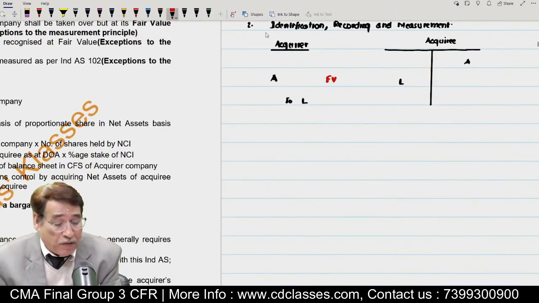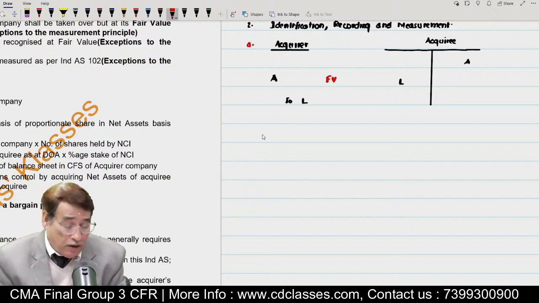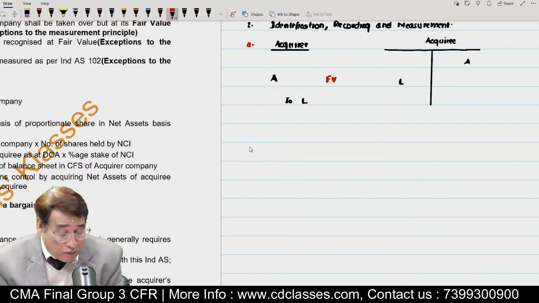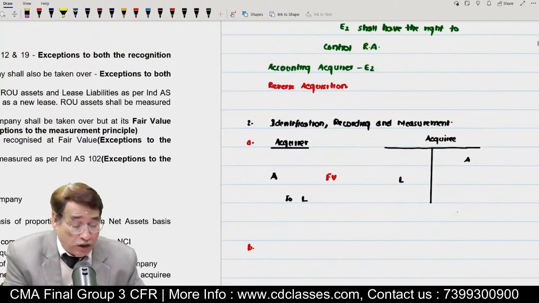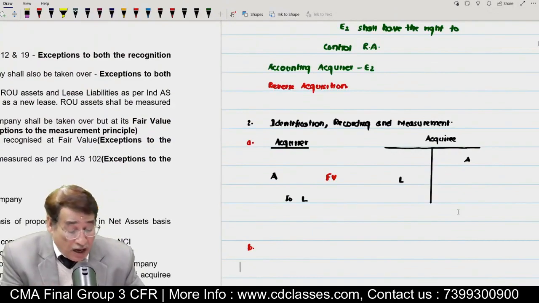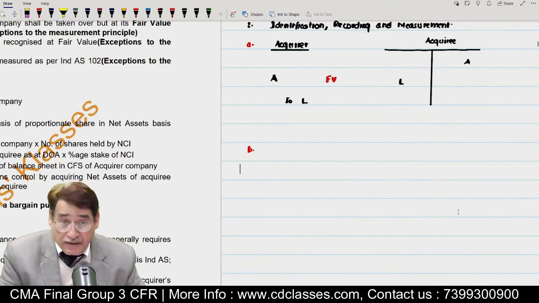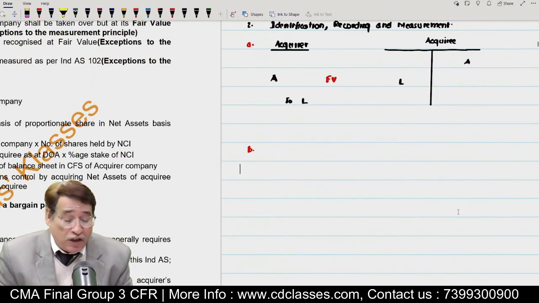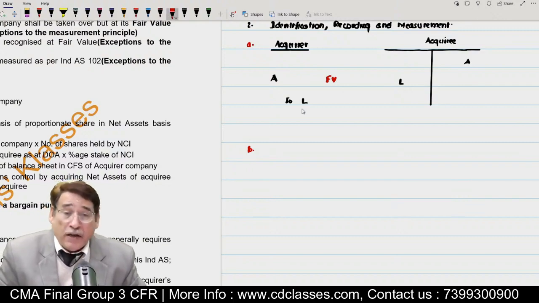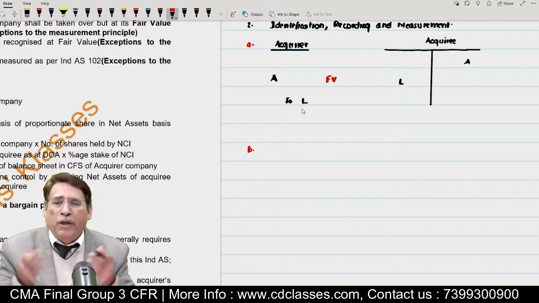So under this second step of accounting, I am elaborating point number 1, or point number A. Now we come over to the second point under the second step. The second step deals, in simple words, with identification, recording and measurement. Now under the second case, the point is that the general rule is that all the assets and liabilities will be recorded by the acquirer entity at fair value. Correct? This is the general principle, the common principle.